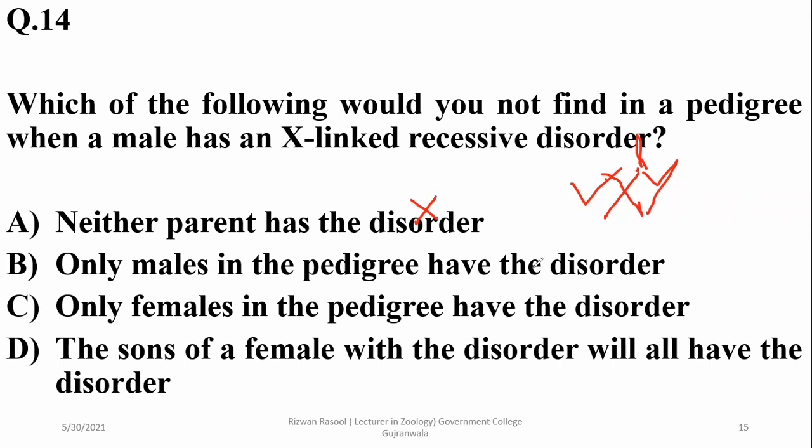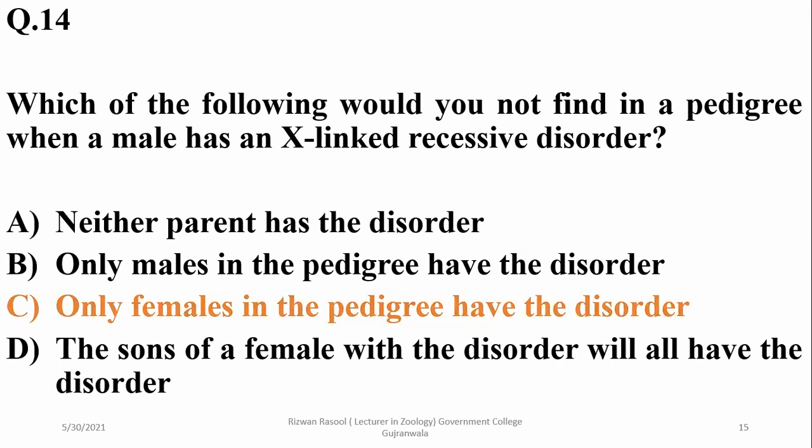Only males in the pedigree have the disorder, no. Females could be affected by the recessive trait as well. But only females in the pedigree have the disorder, that is a wrong statement. The sons of a female with the disorder will have the disorder. It's also not a suitable answer because we have to find out the condition which you will not find in a pedigree. Parents could have the disorder, so Alpha is not the option.